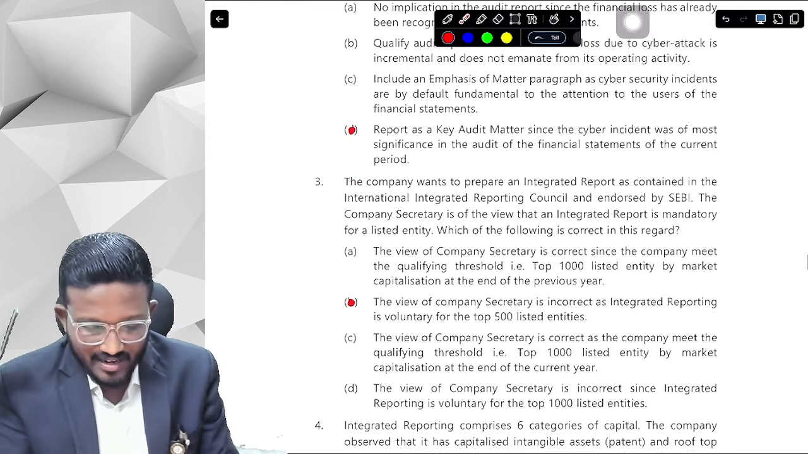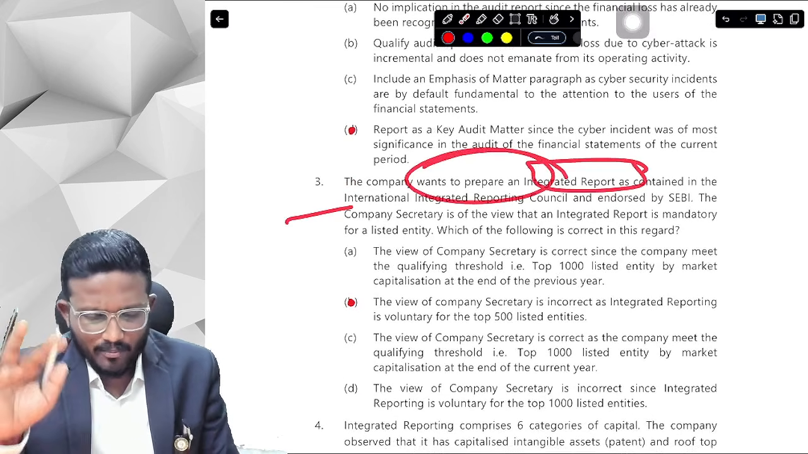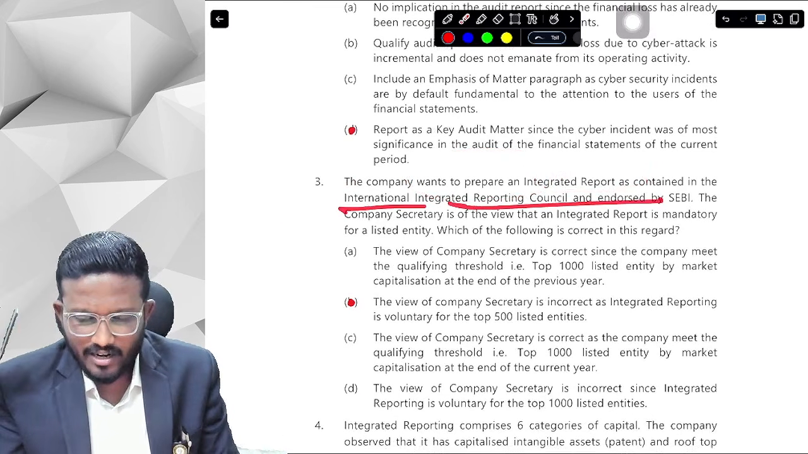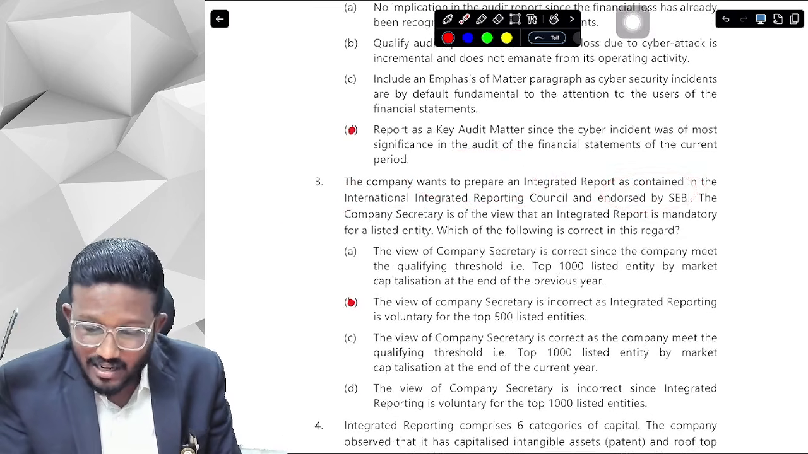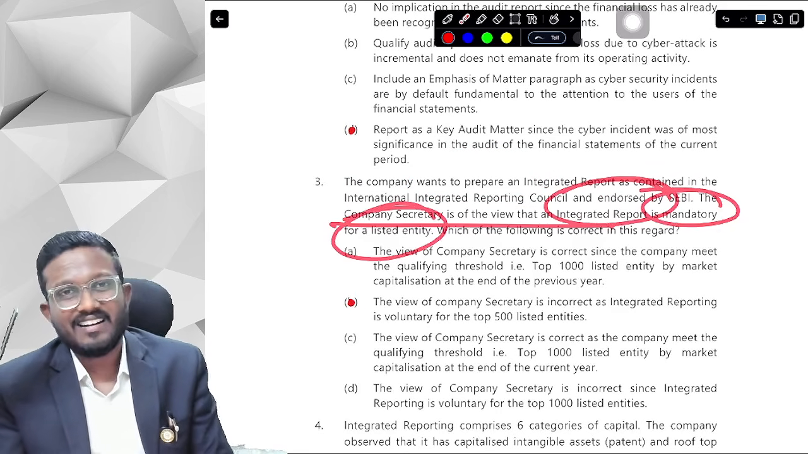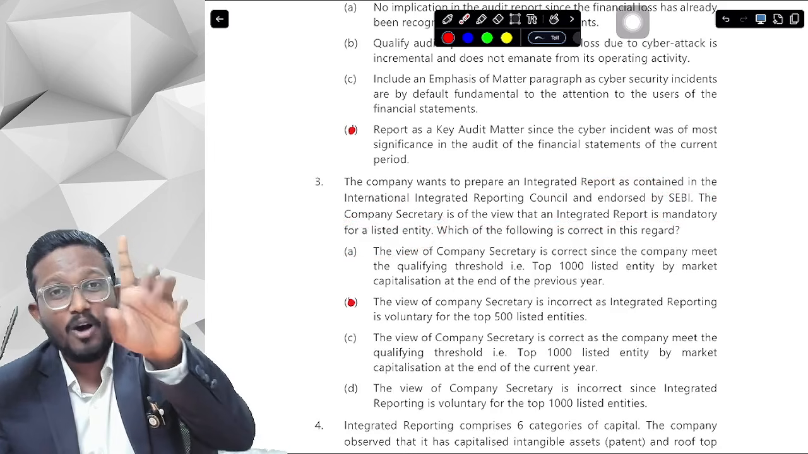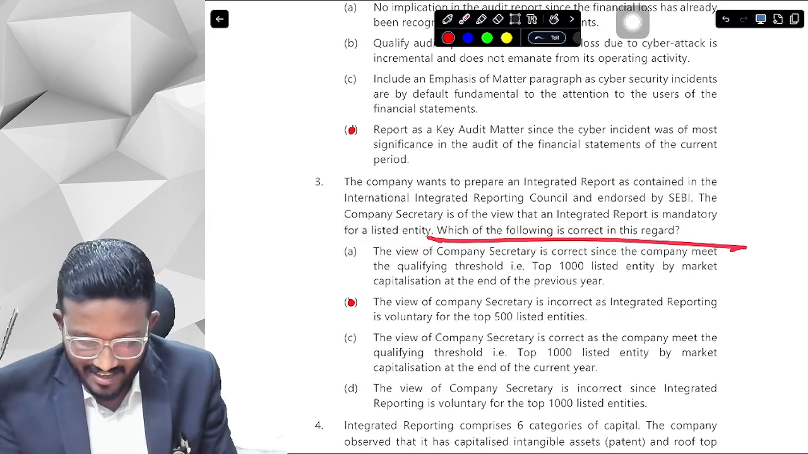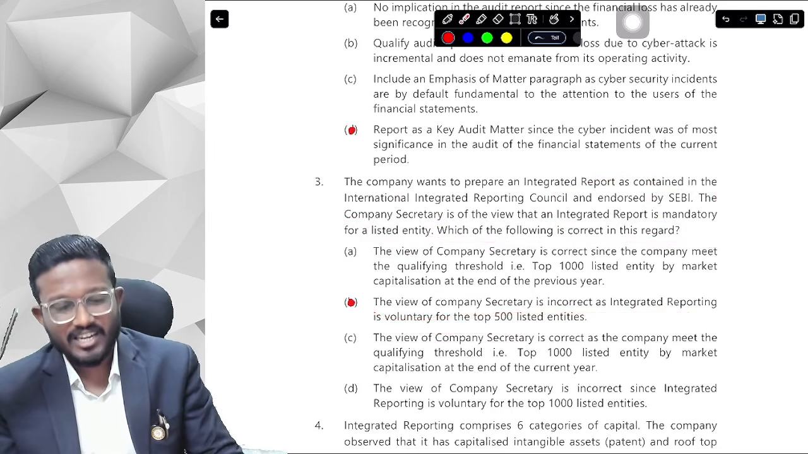Okay, yes sir. Next, the company wants to prepare an integrated report that is contained in the International Integrated Reporting Council framework and endorsed by SEBI. Is the company secretary's view correct that integrated report is mandatory for a listed entity? No sir, integrated report is voluntary for the top 500 listed entities. Okay, yes sir. So the view of the company secretary is incorrect.